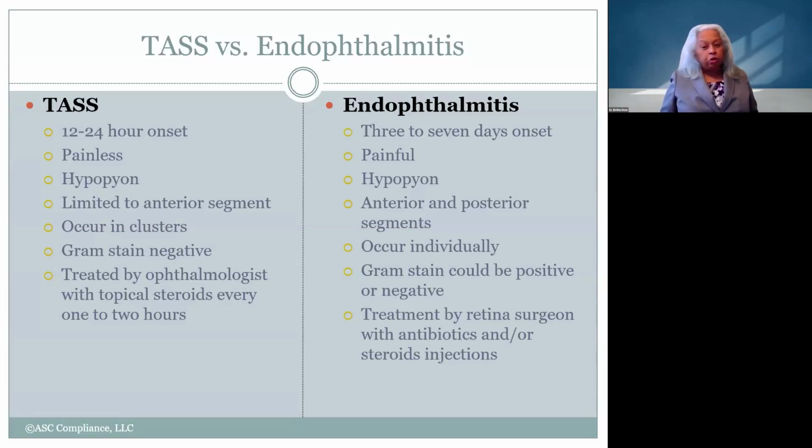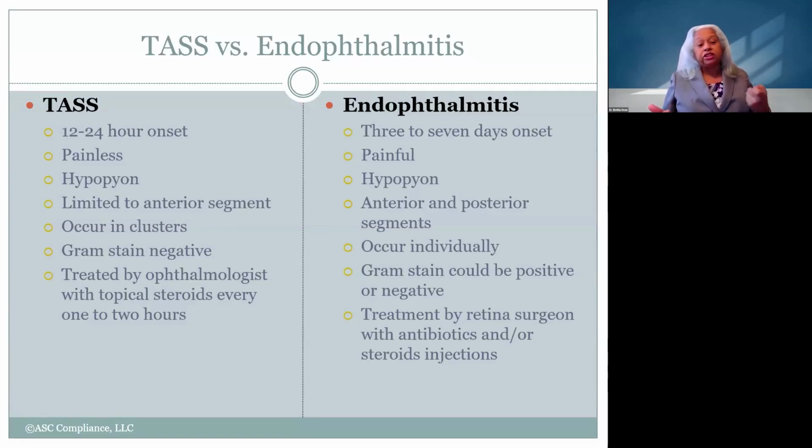You're going to have hypopyon in both, where you have those cells at the bottom when you look through the slit lamp. TASS, toxic anterior segment syndrome, is only limited to the anterior segment. You're not going to find it in the vitreous. Endophthalmitis, you can have in the anterior and posterior segments.